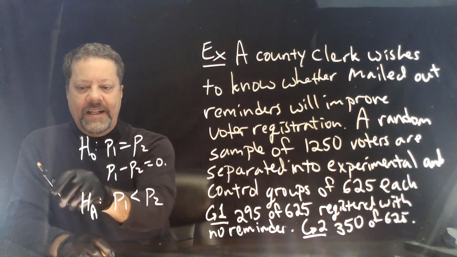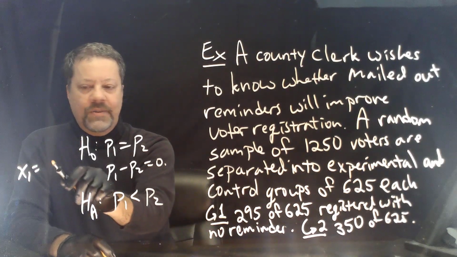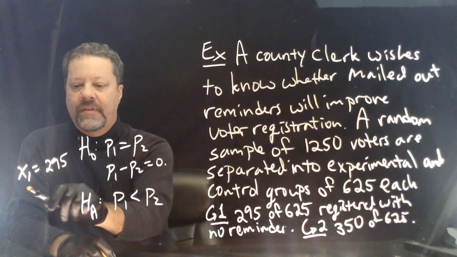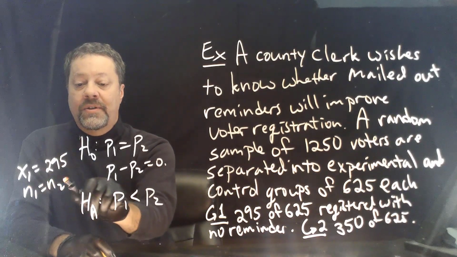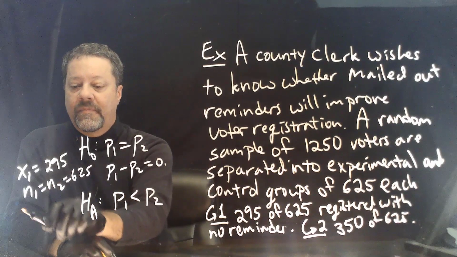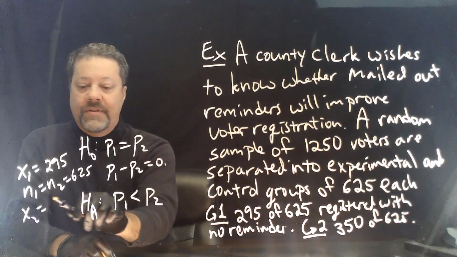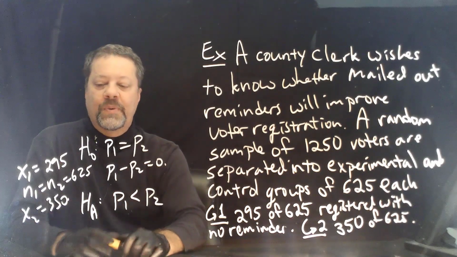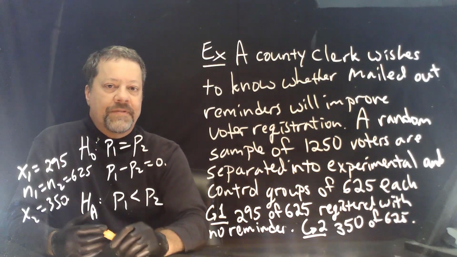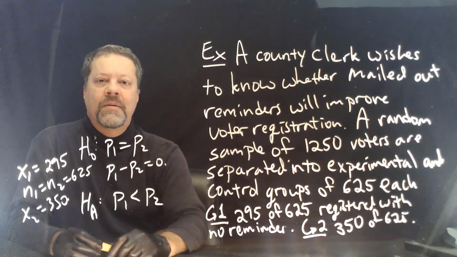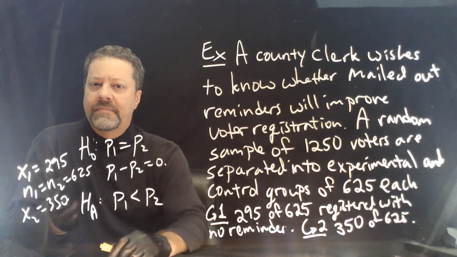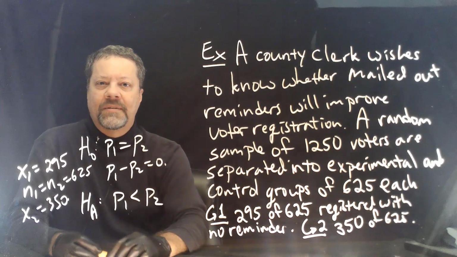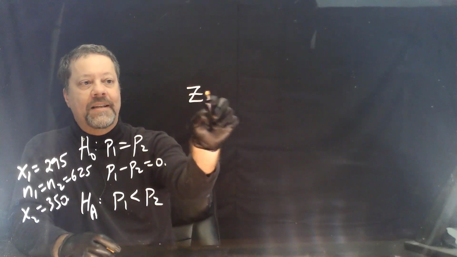Let me write down the data here. X1 is 295. N2 is 625. X2 is 350. So there's a 55 difference between these two. There is a difference in these two samples, but is it statistically significant? We'll have to do a test to find out. Let's do this a couple different ways. First, let's try it the old-fashioned way of just calculating the z statistic.